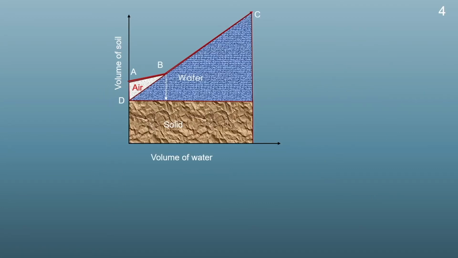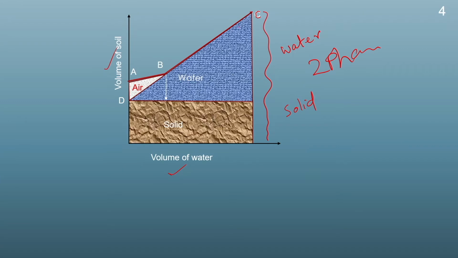So, again if we look at a shrinkage curve, this has been plotted against the volume of the soil and volume of the water. The soil has started to shrink from point C onwards, and at point C the soil has two phases, that is water and the solid particles. So, it is a two phase system.